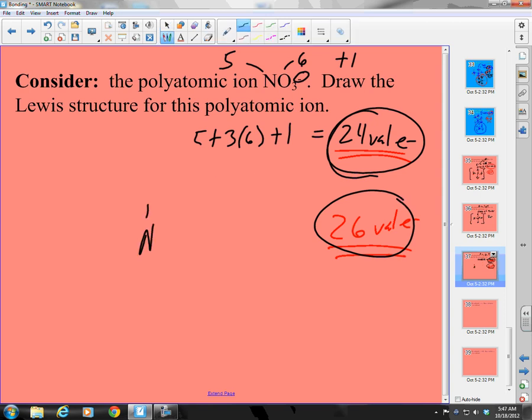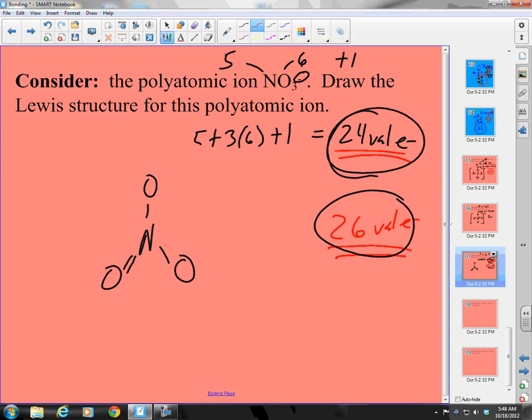Nitrogen, oxygen, oxygen, oxygen. Now what did I say to do? Try a double bond somewhere. Where should I put it? You can put it anywhere except for hydrogen, which cannot use a double bond. And we're going to double bond off our central atom, so I'm going to just choose this oxygen here. Now, complete our octets.